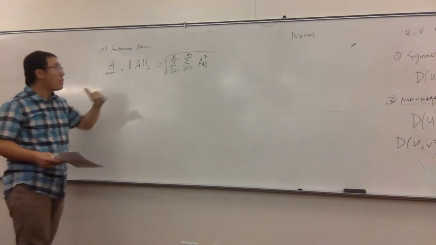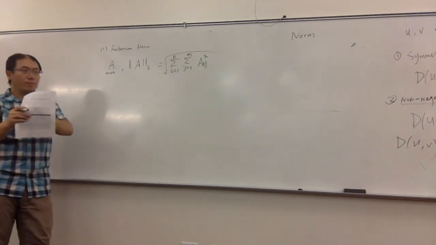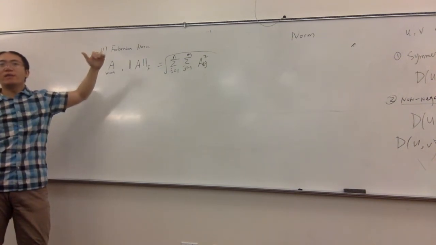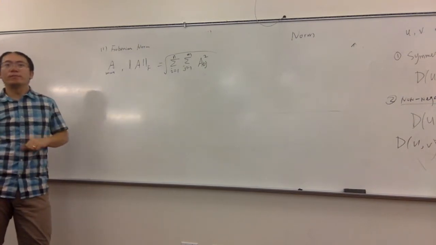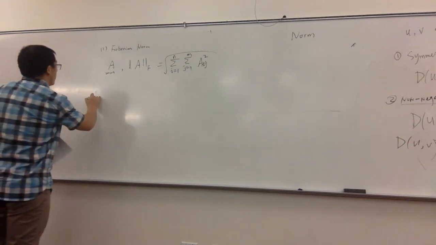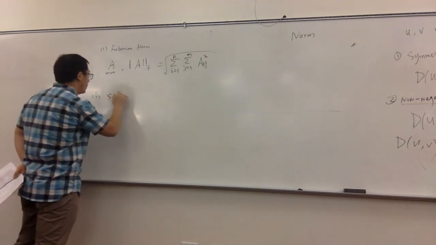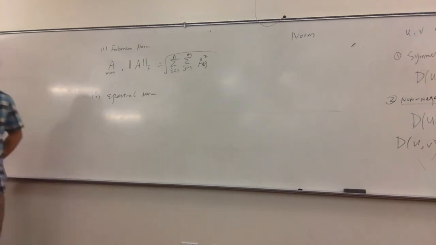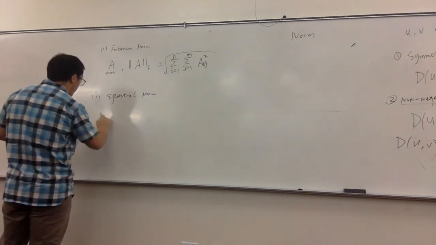A way to memorize the Frobenius norm is to imagine you vectorize the whole matrix A into a long vector, and then you calculate the Euclidean norm of that vector. Then you end up with the Frobenius norm. The second commonly used norm is called the spectral norm. This is not that intuitive, so here is the definition.